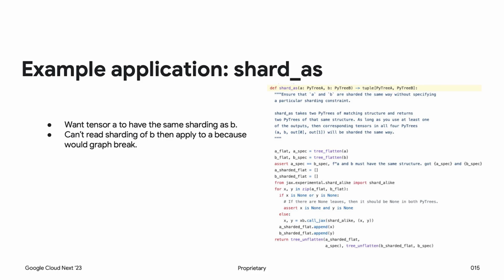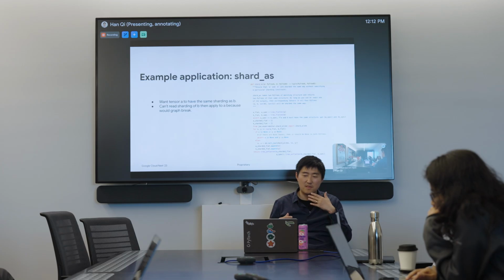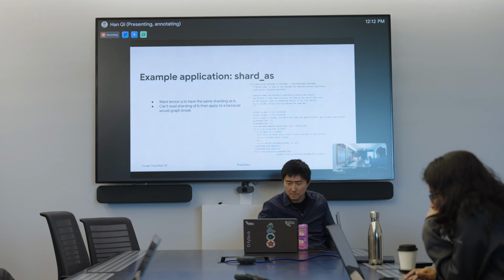But the ideal way to shard the gradient is the same way as your input, right? So we use shard S to tell XLA, hey, while you're computing the gradient, make the sharding the same as the input, so that they have the same sharding and are on the same devices.